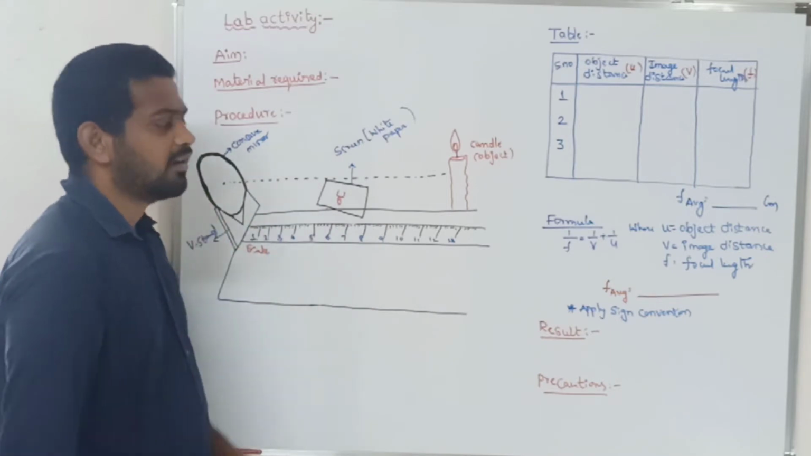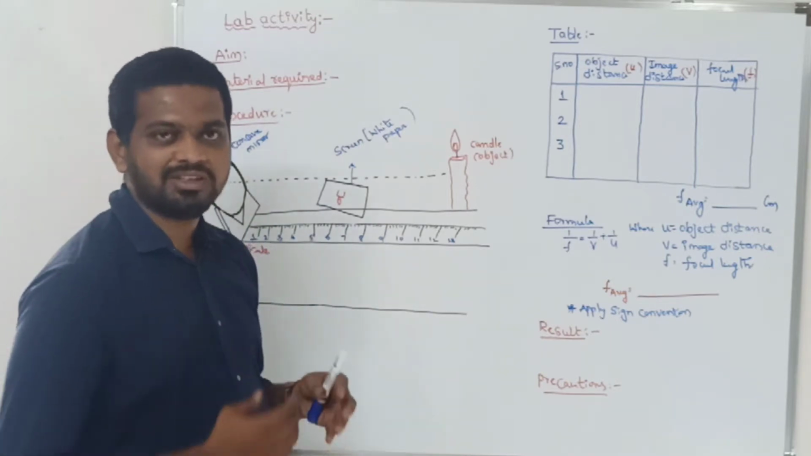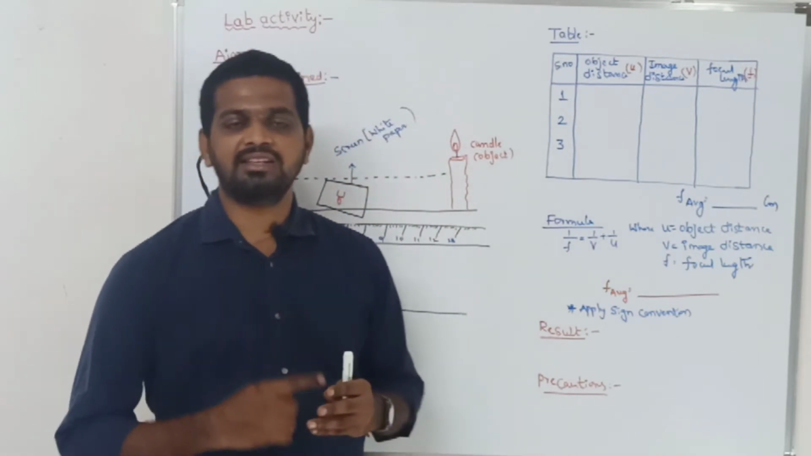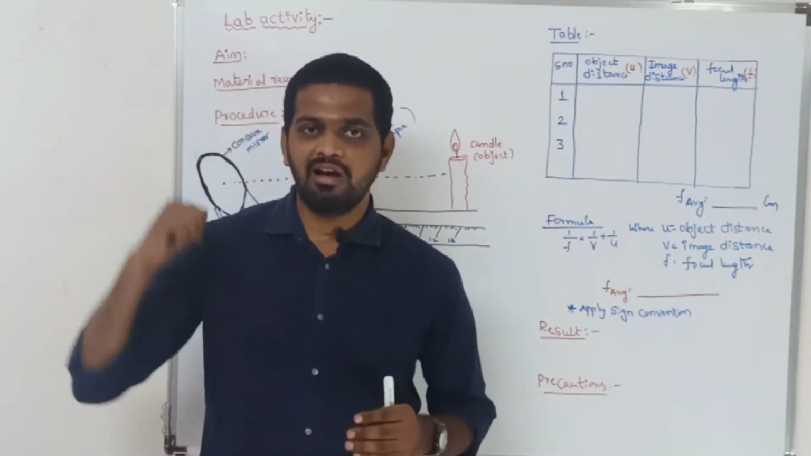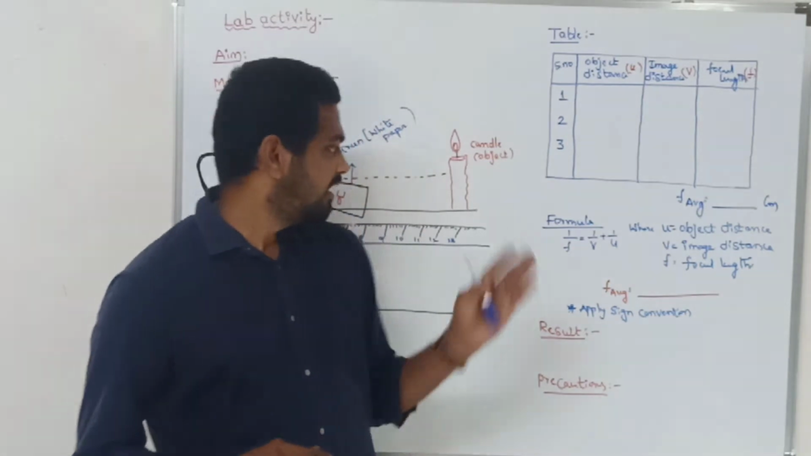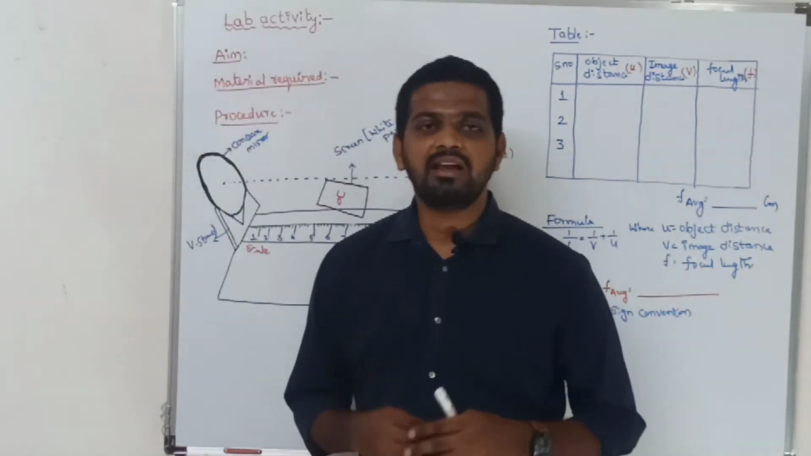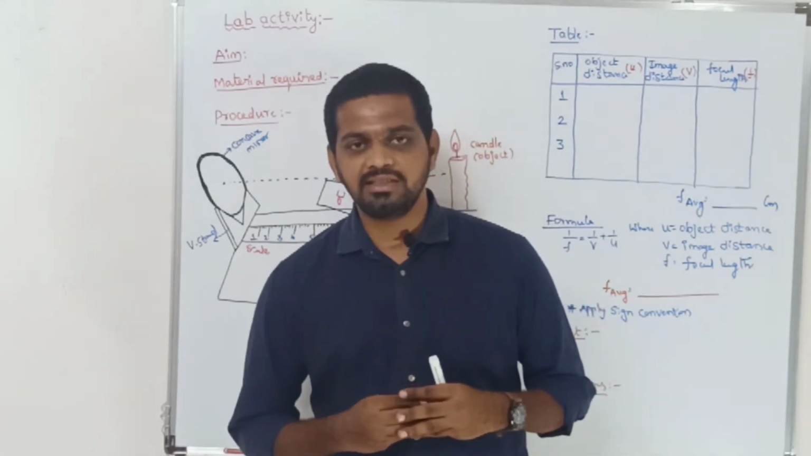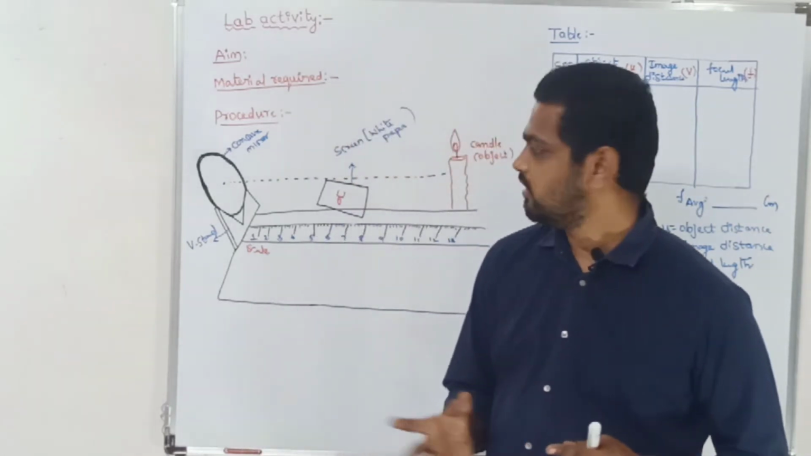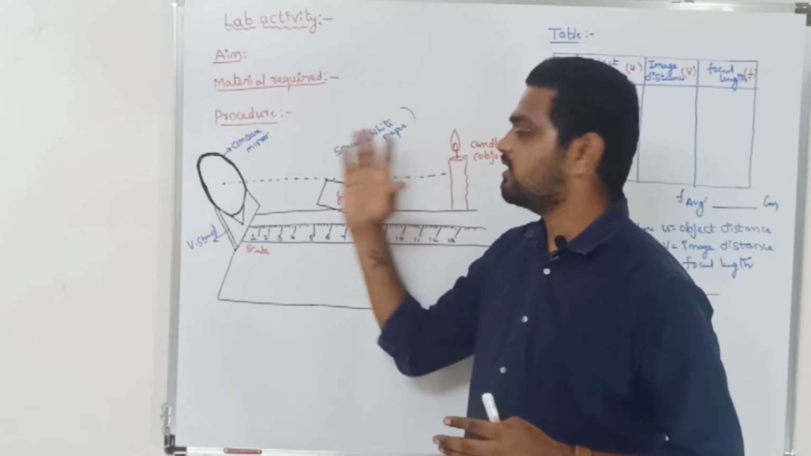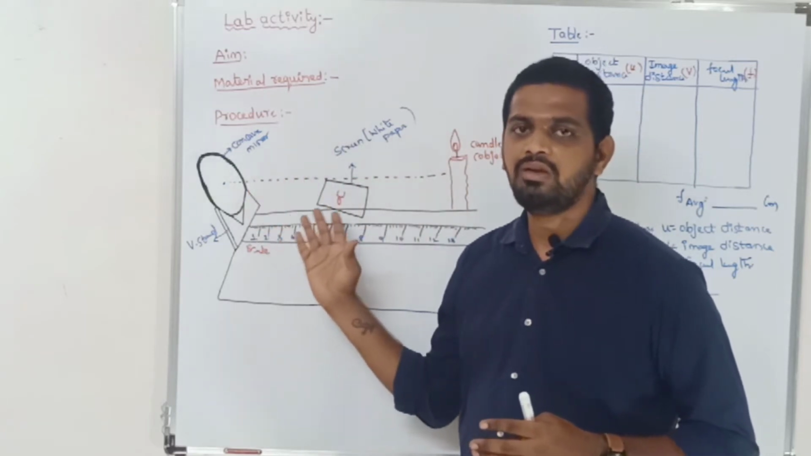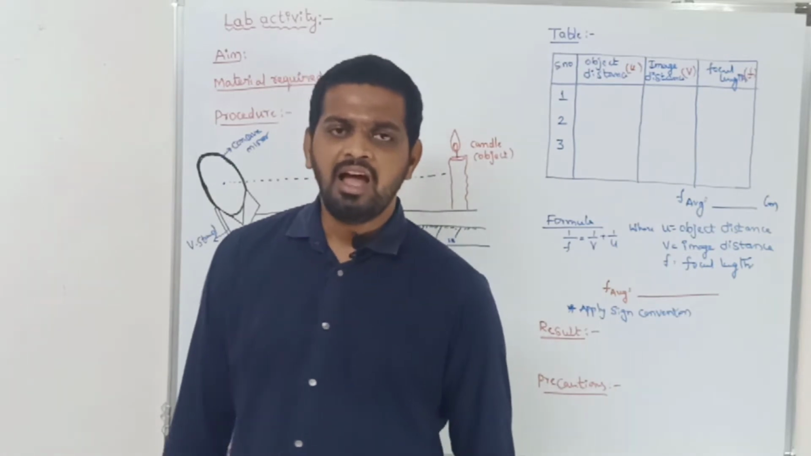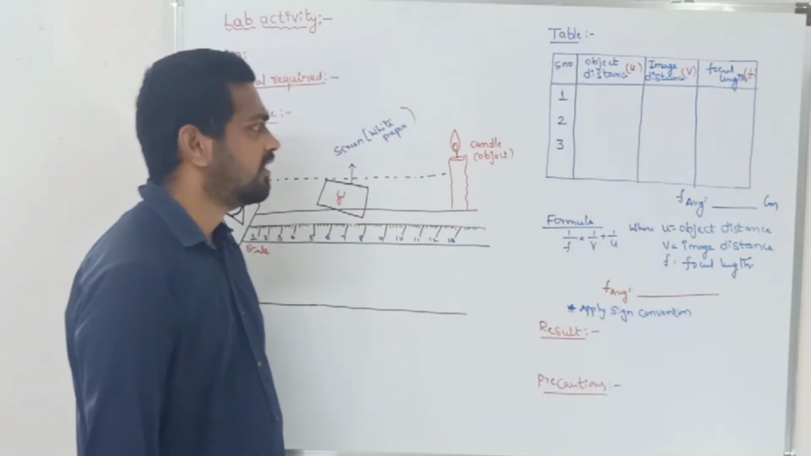candle and the mirror. So don't write this much lengthy procedure. By using a simple statement you can explain all the arrangement. That point is: arrange the apparatus as shown in the figure. Is it clear children? Arrange the apparatus as shown in the figure. By writing this, you explain the entire setup which you are going to use in the lab activity. So now I arrange the apparatus or material as shown in the figure.